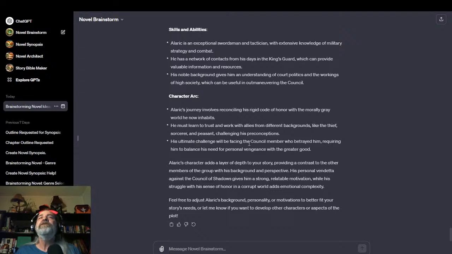And his ultimate challenge will be facing the council member who betrayed him, requiring him to balance his need for personal vengeance with the greater good. Okay, I like that part right there. Balance his need for personal vengeance with the greater good. Because you always want something where I can make a decision here, and I feel like it's the right decision, or the decision a quote unquote good person would make. But what are the consequences? You know, you want unintended consequences.